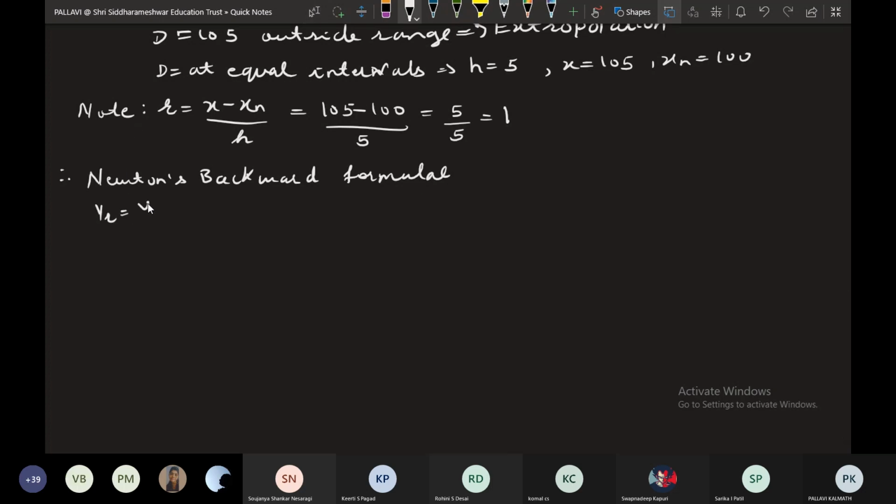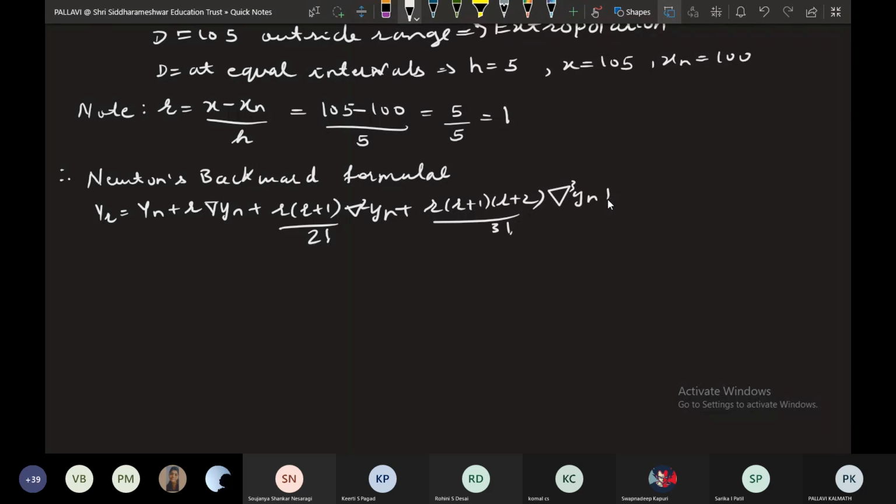yr is equal to yn plus r del yn, plus r(r+1)/2 factorial del square yn, plus r(r+1)(r+2)/3 factorial del cube yn, and so on.